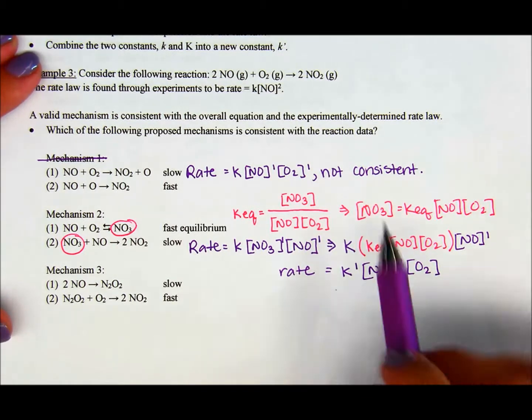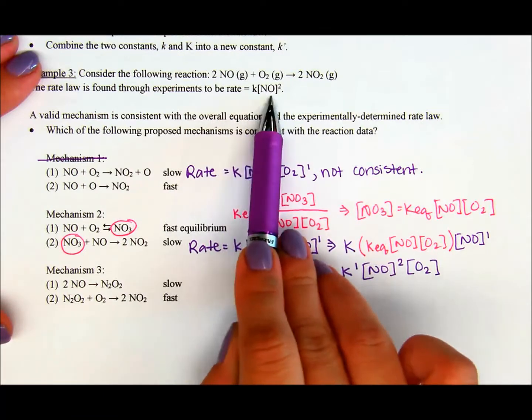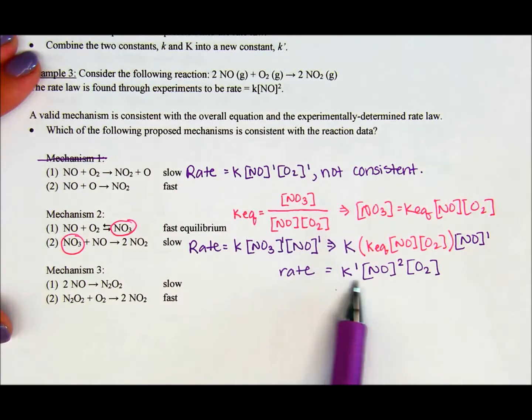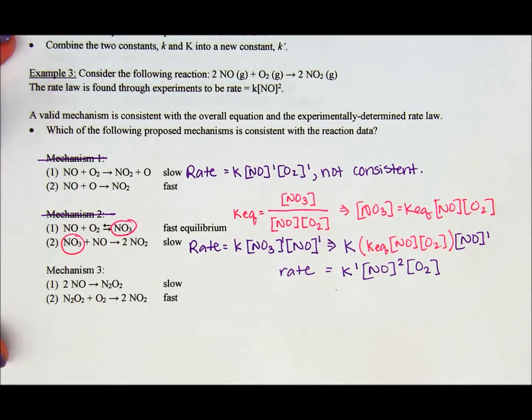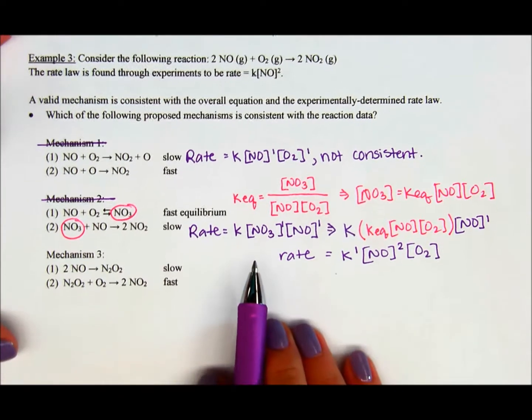So is this the same as this? Is this consistent? All that work, and nope, that one is not consistent with the rate law. So sadly, it's not mechanism 2. Okay, so that's how you deal with a fast equilibrium.